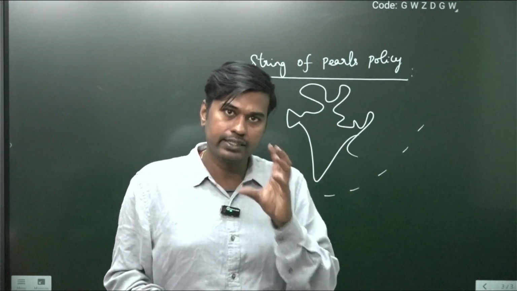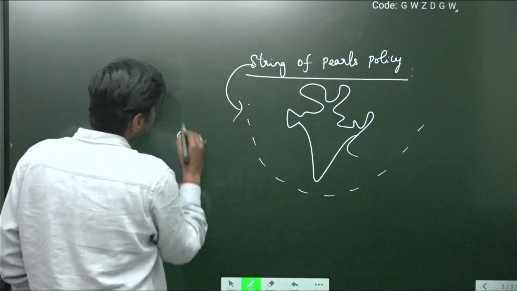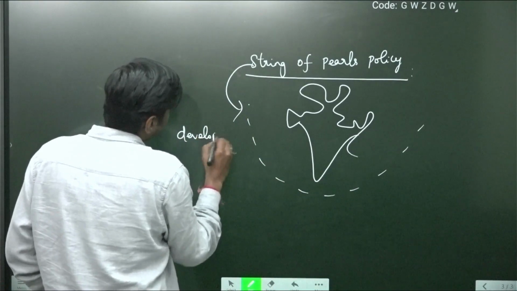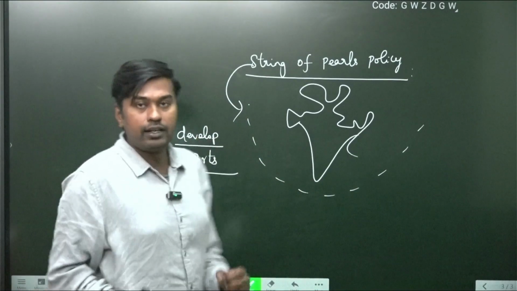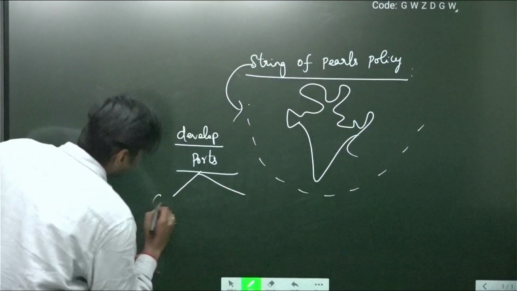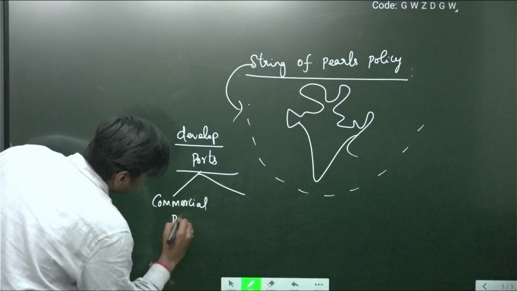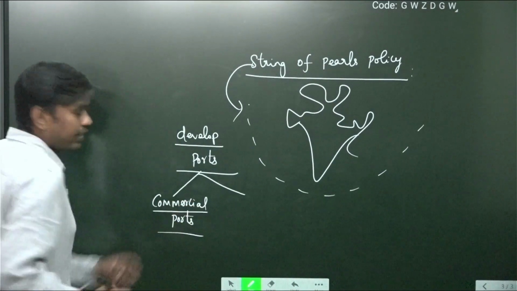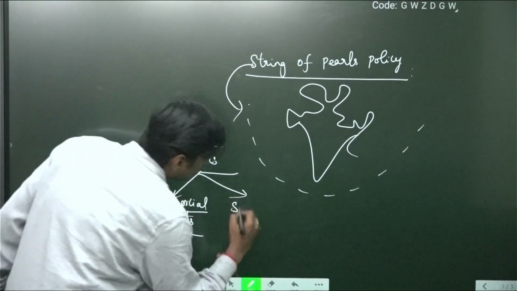So what they exactly do under the string of pearls policy is that China will try to develop ports, and these ports will come under two categories. One is commercial ports, that is, ports especially constructed for better trade relationships, and the other is strategic ports.